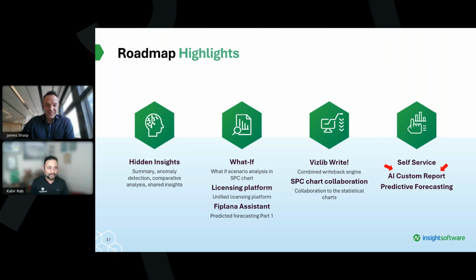Okay, so let's talk about roadmap and where we're going with it. Right now, our focus is around Hidden Insights. Hidden Insight will be launching end of this month, and this will bring you things like a very much ChatGPT-like interface within the Qlik ecosystem that would allow you to summarize, find anomaly within your charts. You'll be able to build comparative analysis on the fly.